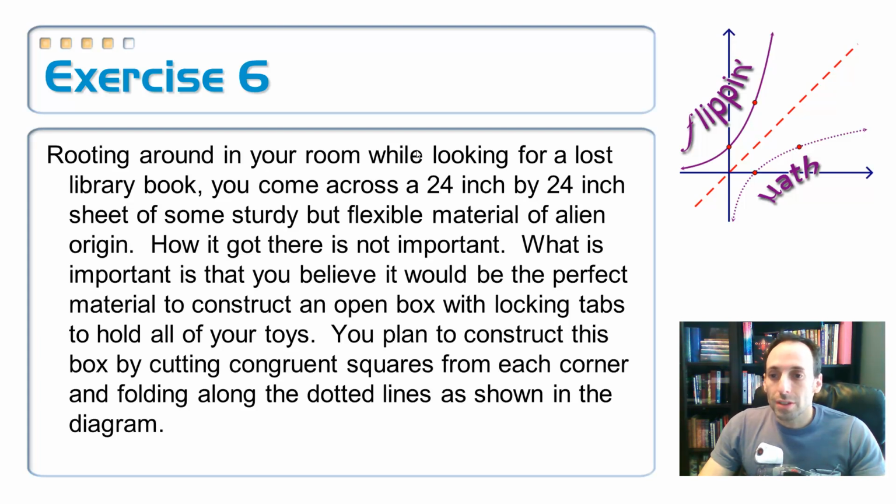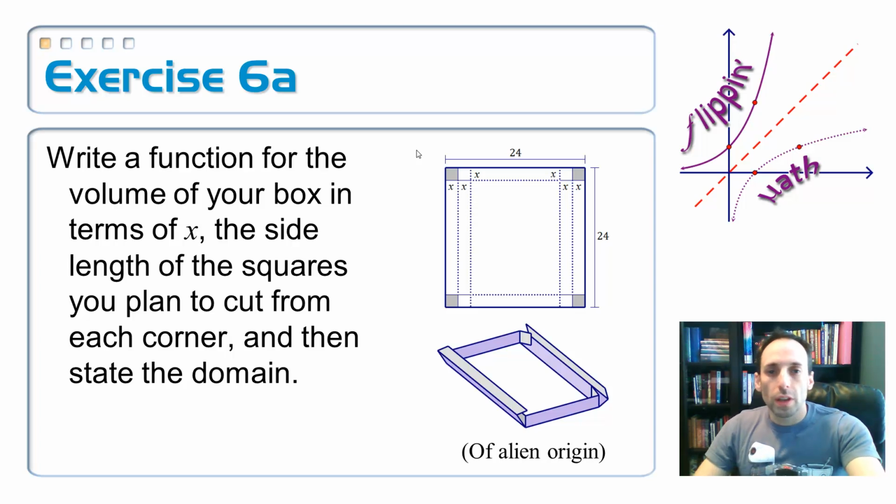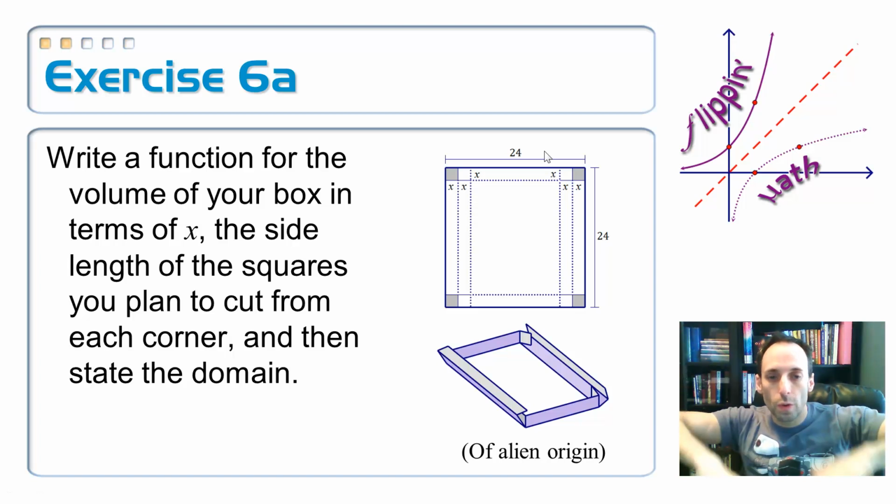You plan to construct this box by cutting congruent squares from each corner and then folding along the dotted lines as shown in this diagram. Okay, so here is your little piece of sturdy but flexible material of alien origin. It's 24 by 24. And what you're going to do, see the little grayed out part? You're going to cut out a square from each one of these corners. Each one of these corners, same size, maybe 1 by 1, 2 by 2, whatever. And the ones that are on the left and the right, you're actually folding that twice because this piece is a locking tab. So it'll fold in, and then your edges will fold in on top of it.